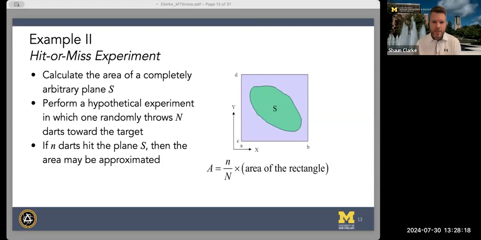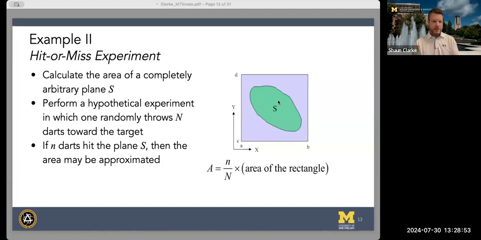But what we can do is consider another surface. In this case, it's this purple box that surrounds S. We can consider another surface that bounds S that is easy to compute the area of. So in this case, the area of the square is just (b minus a) times (d minus c), just the product of the two side lengths. So we can compute the area of the square quite easily. So how do we get the area of the surface S, only knowing the area of the bounding square?